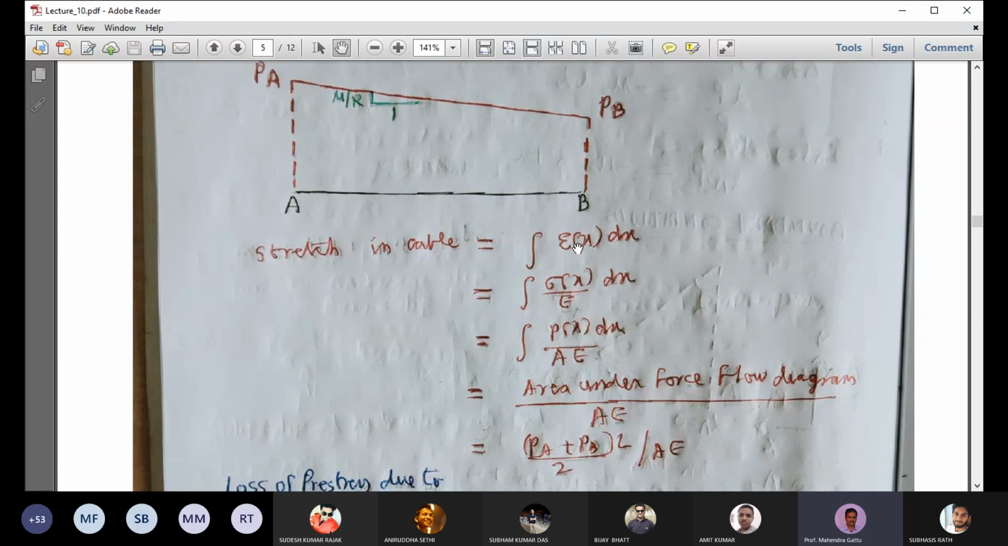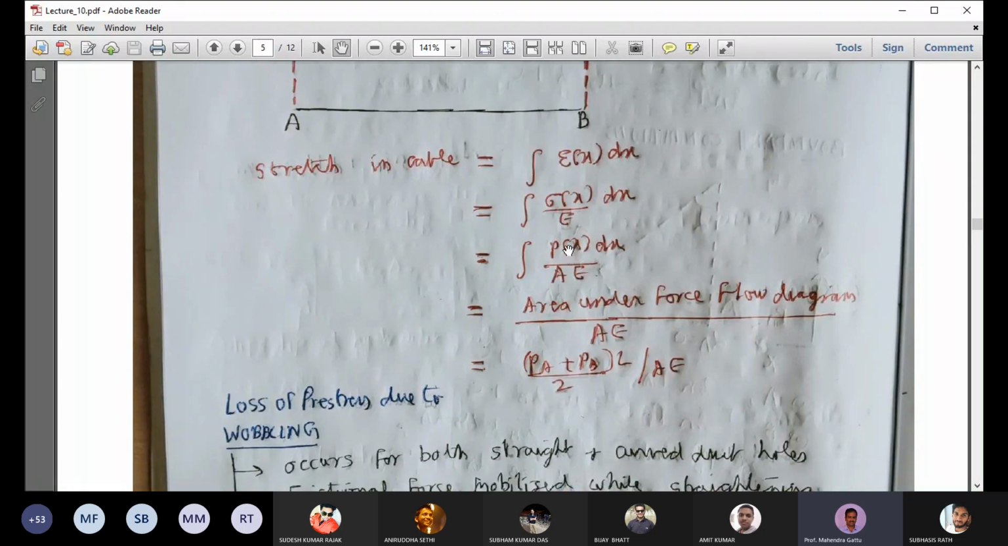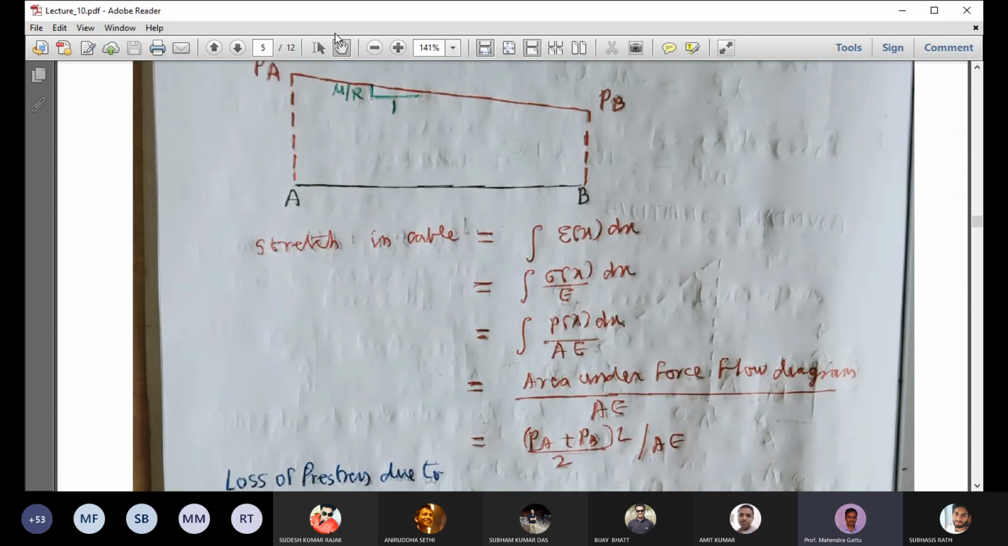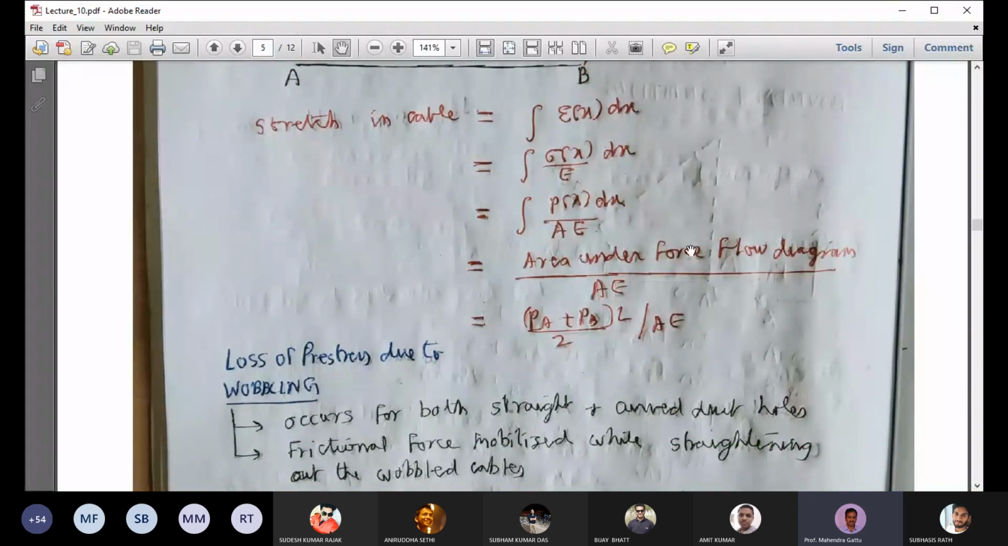So epsilon will be sigma by E, and sigma is P by A. If P is constant, we get PL by EA, but since P is a function of x, we have to write P of x into dx. So what is integral P of x dx from 0 to L? That is the area under the force flow diagram. So area under the force flow diagram by EA will give the stretch in the cable.